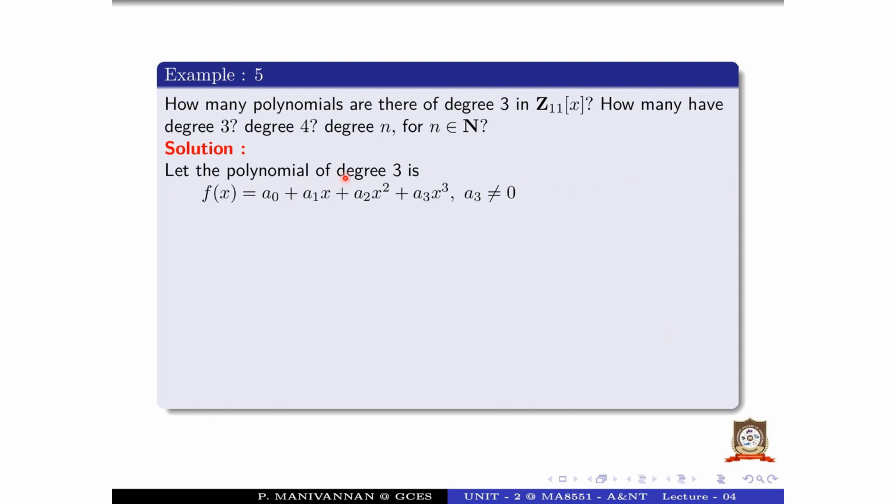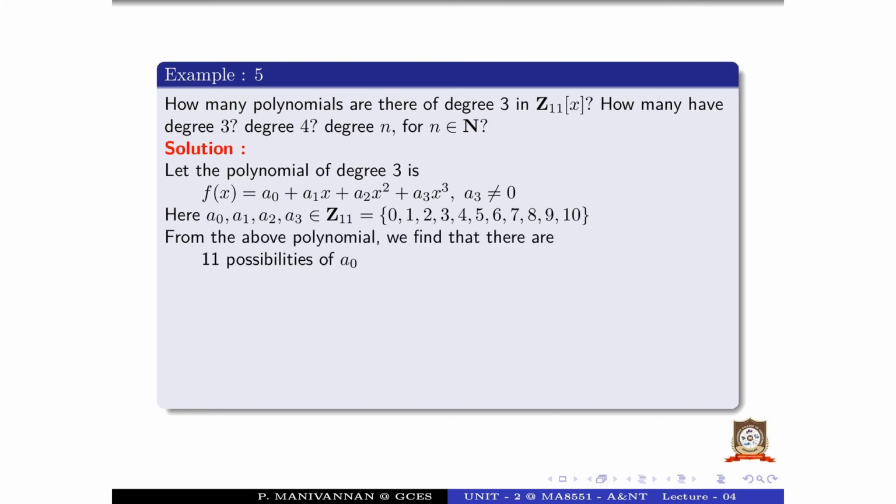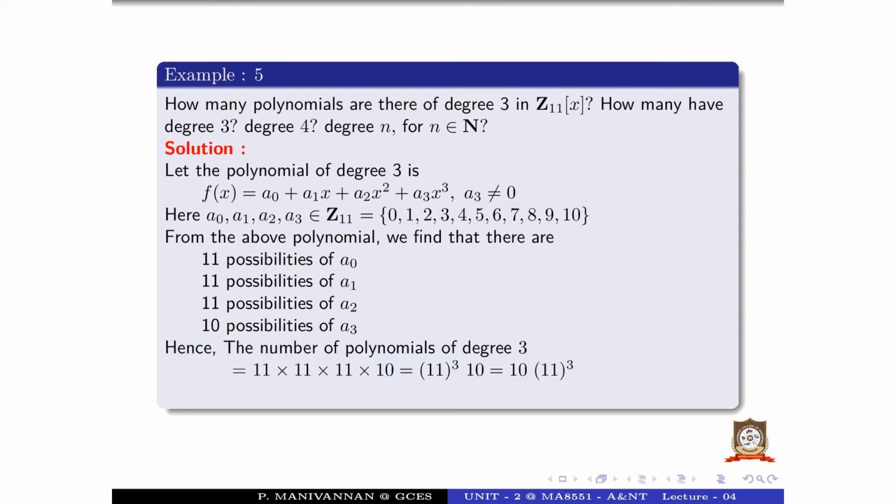Now of degree 3. What are the possibilities for degree 3? It is f of x equal to a0 plus a1x plus a2x square plus a3x cube, where a3 is not equal to 0. For a0 there are 11, a1 is 11, a2 is 11, a3 is 10, since a3 is not equal to 0. Therefore, how many polynomials? 11 into 11 into 11 into 10, so 10 into 11 cube.